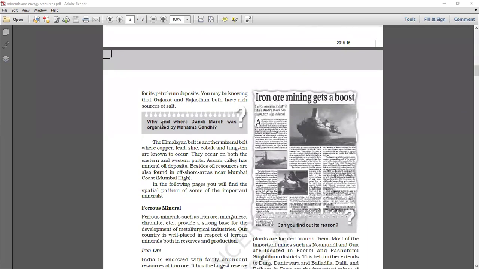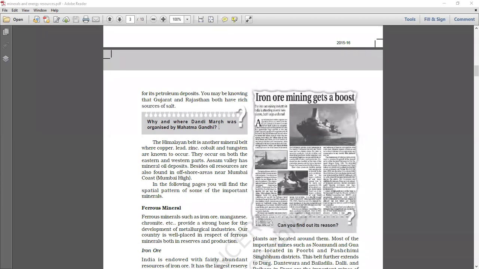Now the next thing, that is why and where Dandi March was organized by Mahatma Gandhi. First I want to say that salt is also a mineral. What is salt? It is also a mineral. Dandi March means march to Dandi. Dandi is a place in Gujarat and the march towards it is Dandi March. So Dandi March, why and where. First one, that is where.